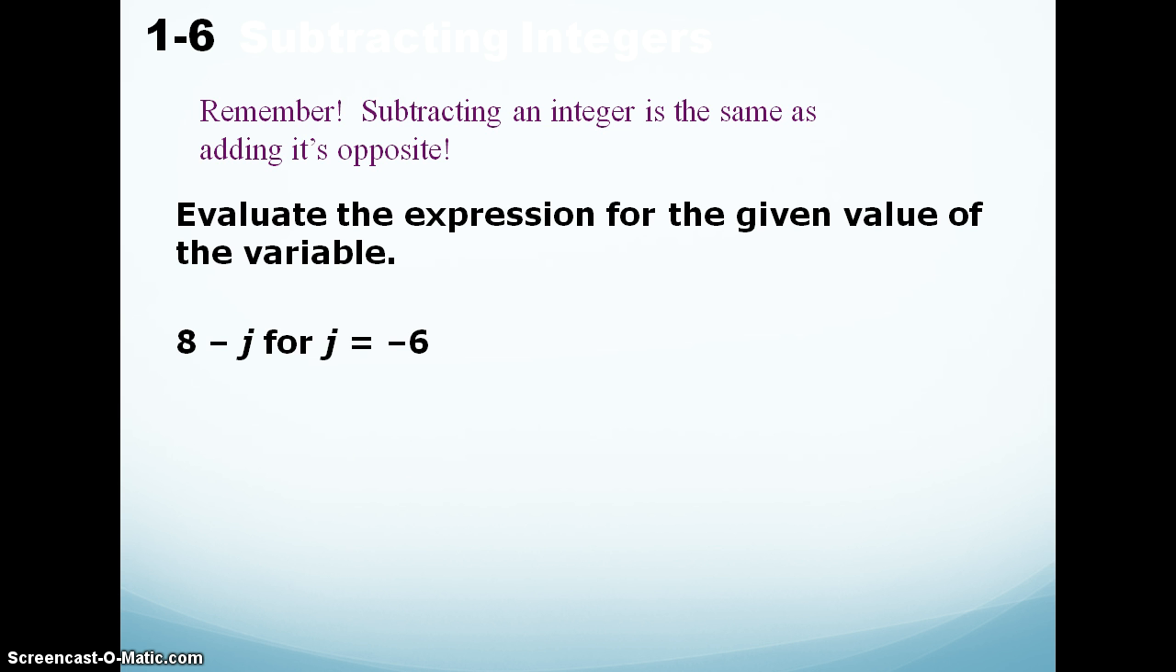Remember, subtracting an integer is the same as adding its opposite. Evaluate the expression for the given value of the variable. When we substitute negative 6 in, it becomes 8 minus negative 6. Well, we know subtracting a negative would really be the same as adding a positive. So it becomes 8 plus 6, which is 14.